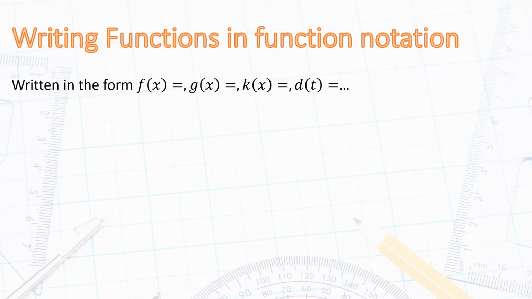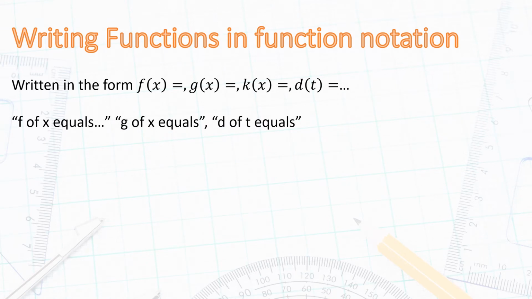All right, so function notation. What we're going to see at the beginning of a function is this thing where you have a letter and then an x or some other variable in parentheses. So this is not multiplication. This is not f times x or g times x or k times x or d times t. This is function notation, and this means f of x, g of x, k of x, d of t. So it's a function of x.